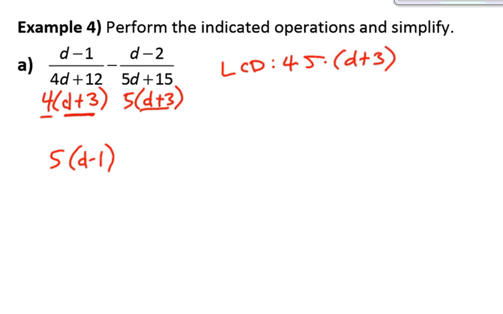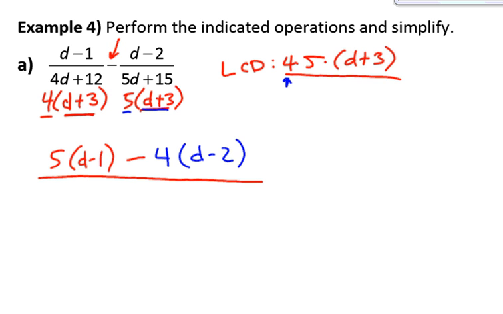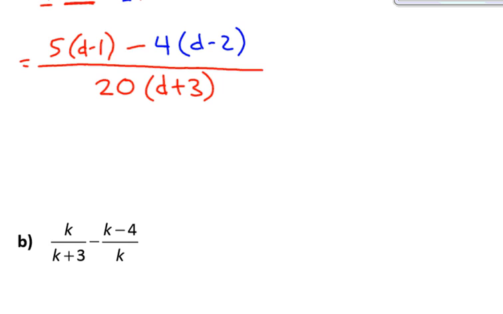Okay, then notice I am subtracting. So I need a minus here. And so in the second fraction, I have 5 and d plus 3, but I'm missing the 4. So I need to multiply that by 4, and then the d minus 2 needs to be in parentheses. And this is all divided by my LCD of 4 times 5. I'm okay with you saying 20 there, but leave the d plus 3, don't distribute. Okay? So now, let's simplify.